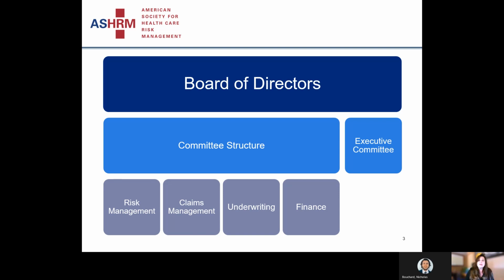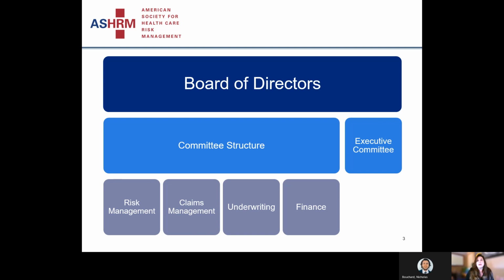But the board members themselves are the ones who hold the votes for the decision making. So what you see here is we always have a risk management committee. We'll have a claims management committee, underwriting, and finance. Some groups will try to combine risk and claims. I usually recommend against that, because if you do combine them, it's easy for the claims management aspect to dominate the conversation. So it's better to separate them so that you're truly letting risk management have its own portion of time.